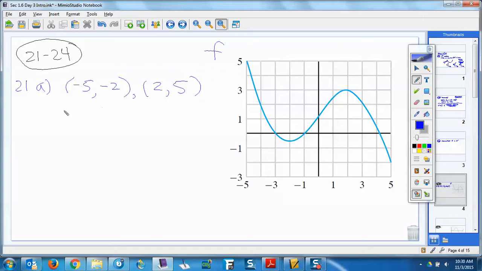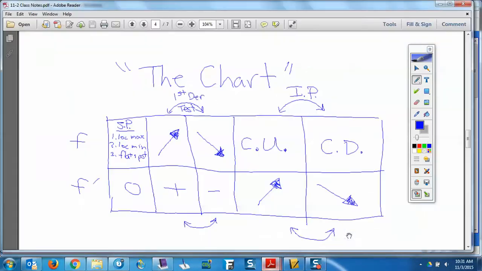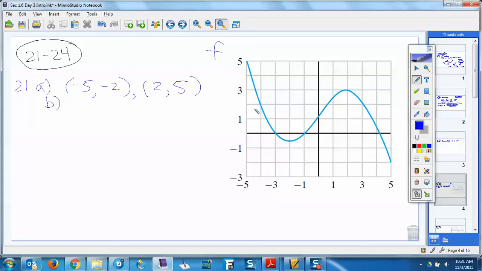Okay? B says, where is F prime decreasing? Now, it'd be nice if eventually we get to the point we don't have to look at the chart every time. You can just think it through. But in the beginning, maybe not. You do enough of it, you kind of get it. F prime decreasing is when F is concave down. And so F is concave down from 0 to 5, it looks like. Now, we don't know for sure where that inflection point is, but it looks pretty reasonable.